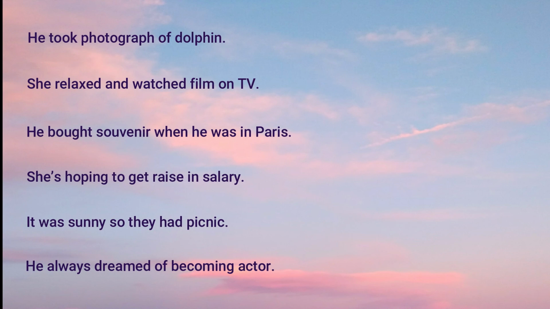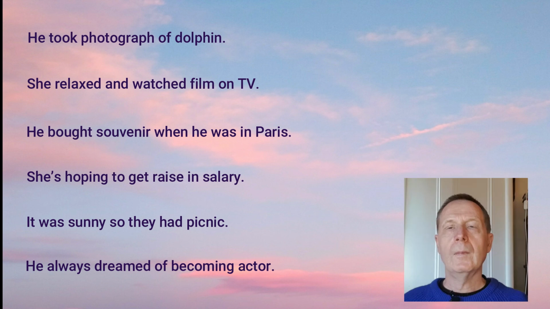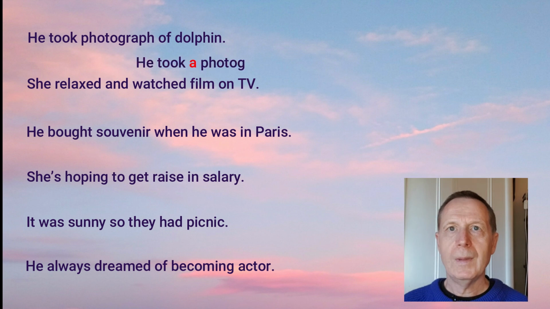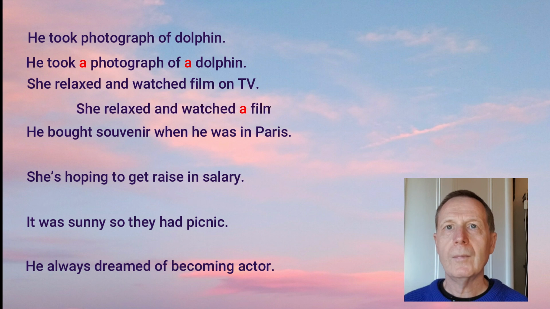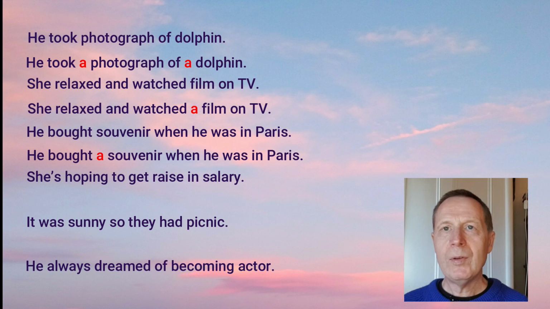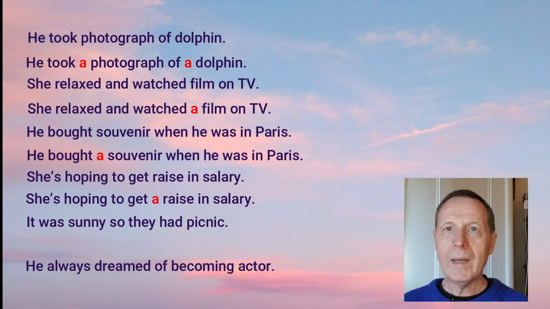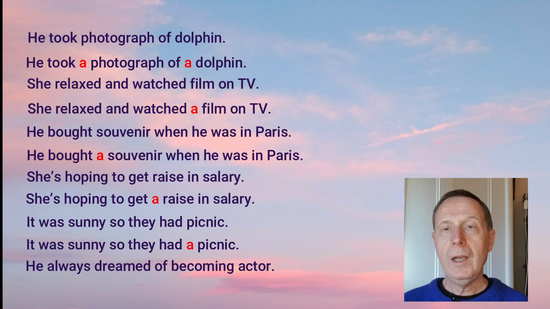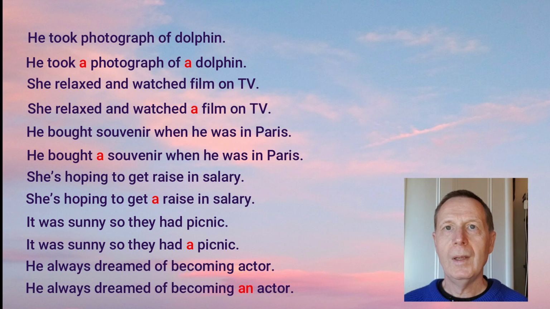Here are some more examples to change. Here are the correct sentences. He took a photograph of a dolphin. She relaxed and watched a film on TV. He bought a souvenir when he was in Paris. She's hoping to get a raise in salary. It was sunny, so they had a picnic. He always dreamed of becoming an actor.